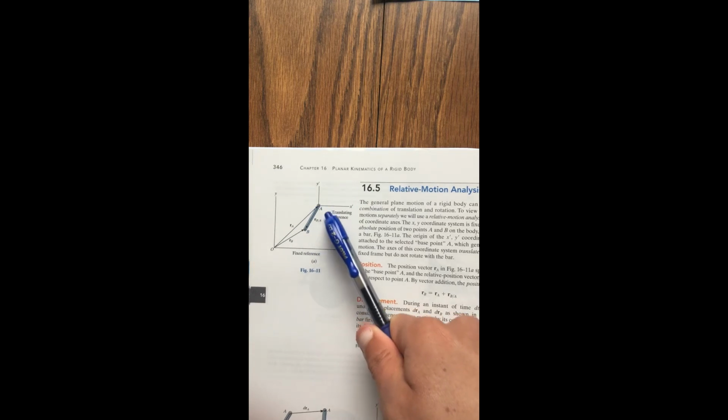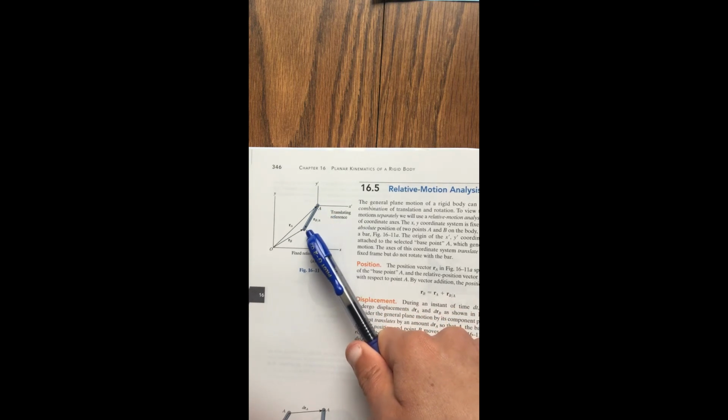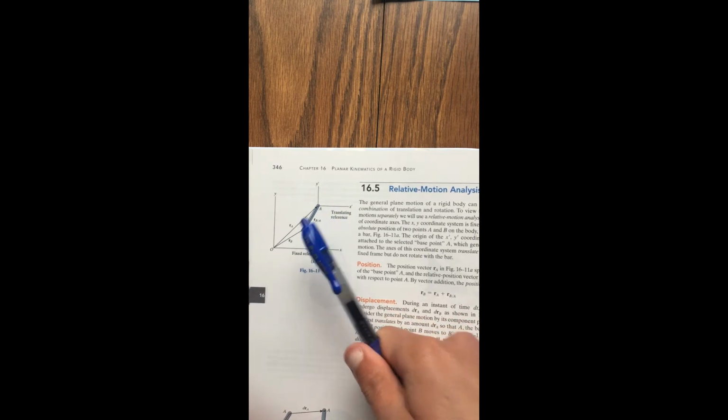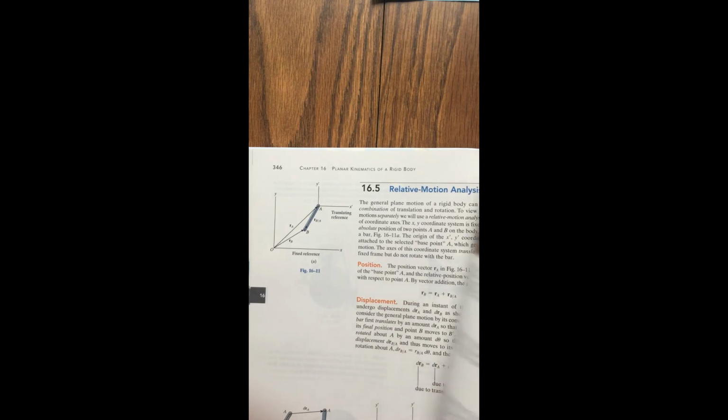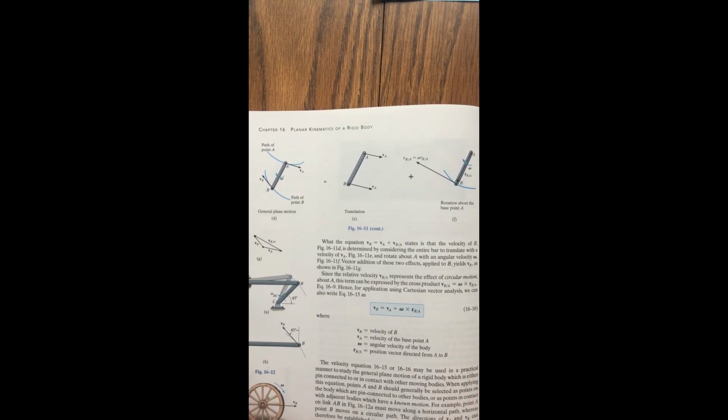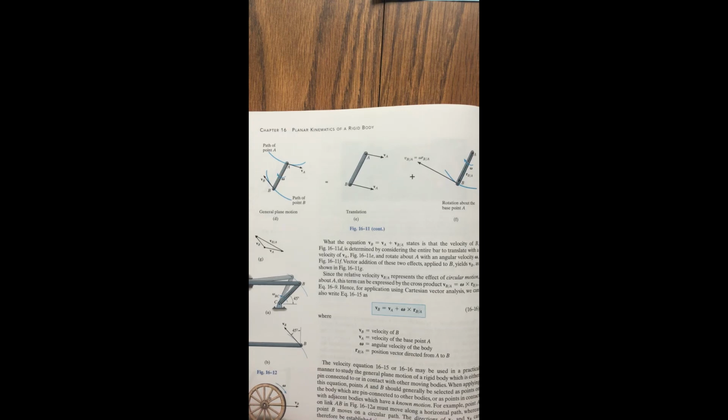And if these are 2 points on the rod, B is not going to get closer to A or farther away from point A, so the distance between those points isn't changing. So you would just have rotational motion if you're an observer at point A looking at point B. So that's how we get equation 16-16. And that's pretty much the only equation we're going to need for most of the problems in this section.